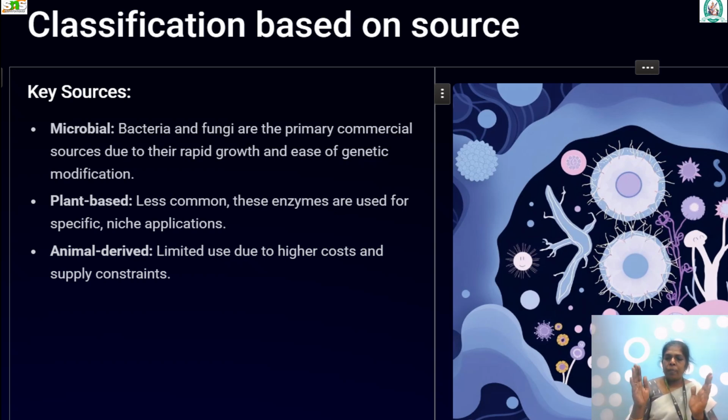The two major important categories are animal source and plant source. Here we also have a microbial source. Bacteria and fungi are the primary commercial sources responsible for this microbial source, and plant-based sources are also called malt enzymes. These enzymes are used for specific niche applications. Animal derived enzymes are obtained from the gut of animals and their use is limited due to higher cost and supply constraints.